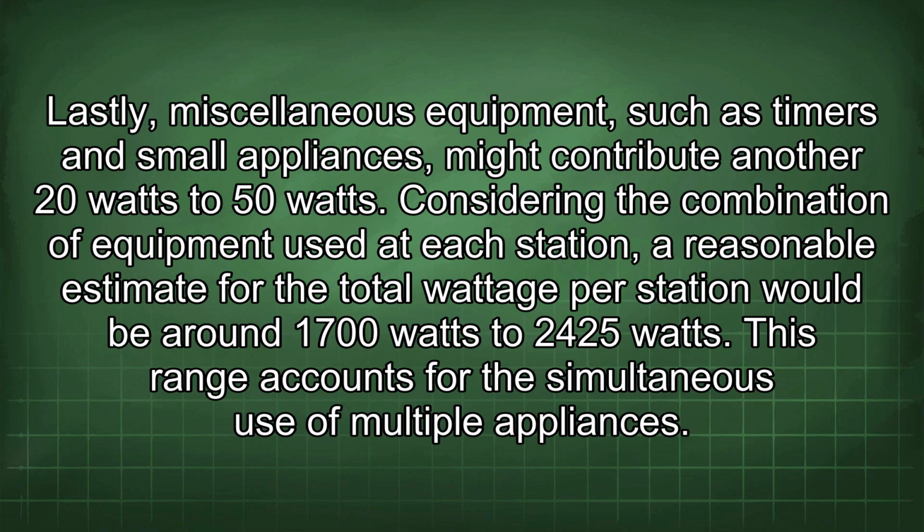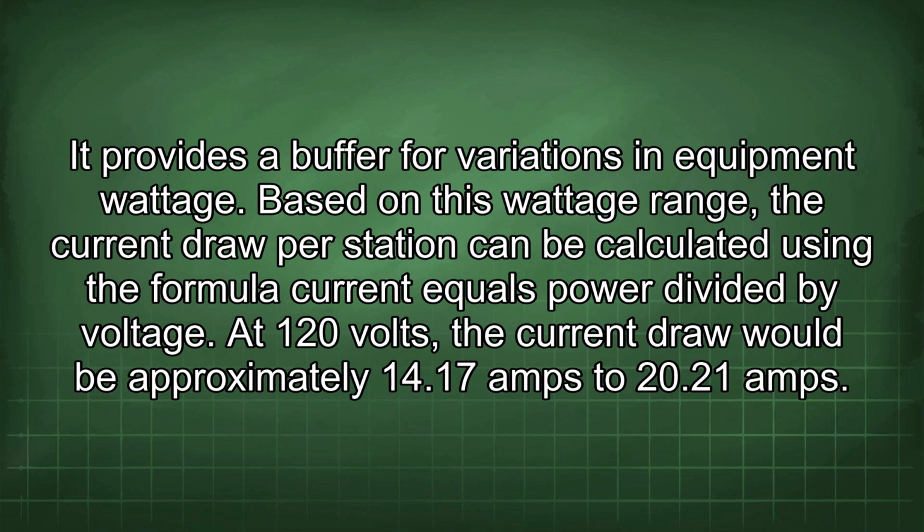Considering the combination of equipment used at each station, a reasonable estimate for the total wattage per station would be around 1700 watts to 2425 watts. This range accounts for the simultaneous use of multiple appliances. It provides a buffer for variations in equipment wattage. Based on this wattage range, the current draw per station can be calculated using the formula current equals power divided by voltage. At 120 volts, the current draw would be approximately 14.17 amps to 20.21 amps.